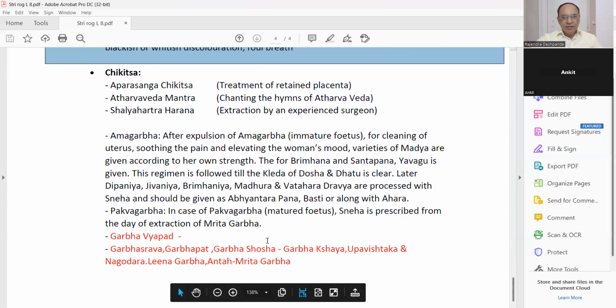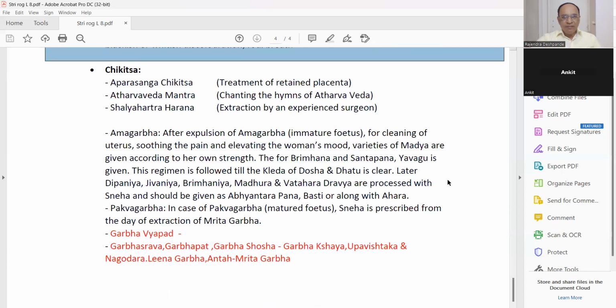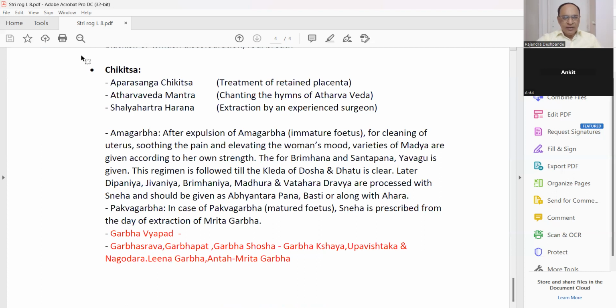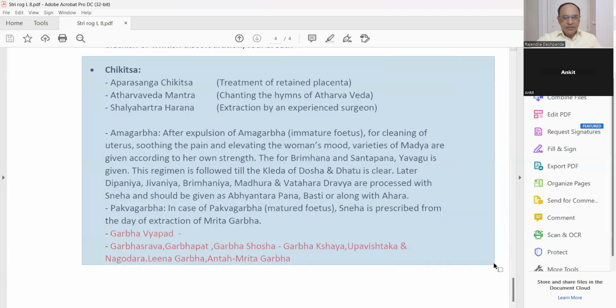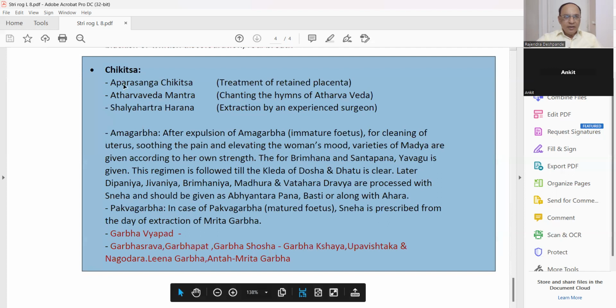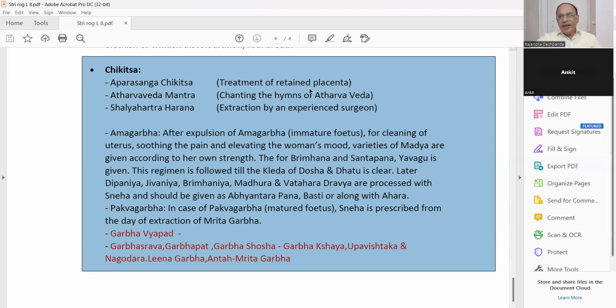Now here we want to give the treatment for this intrauterine death. Can you see this? Apara Sangha Chikitsa. Treatment of retained placenta is given. Then Atharvaveda mantra, chanting of the hymns from the Atharvaveda, Rigveda, Yajurveda, Samaveda, Atharvaveda, you know that. Then Shalya Harana, extraction by an experienced surgeon.